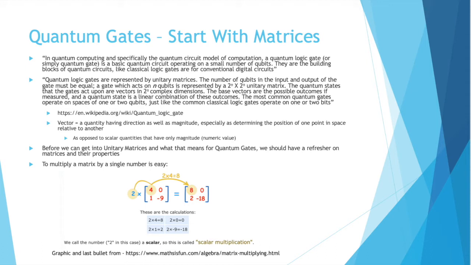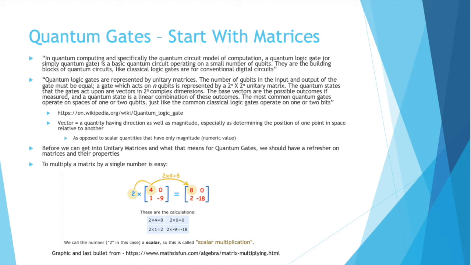Okay, so that was a lot to unpack. We're going to start more basic with matrices and work our way up to understand a unitary matrix. In that definition, the term vector was used with matrices. For these purposes, a vector is a quantity having direction as well as magnitude, especially as determining the position of one point in space relative to another. This is as opposed to scalar quantities that only have magnitude. 30 feet, that's scalar. It's a length that has a value, 30 feet, but you don't know what direction the 30 feet are going in.